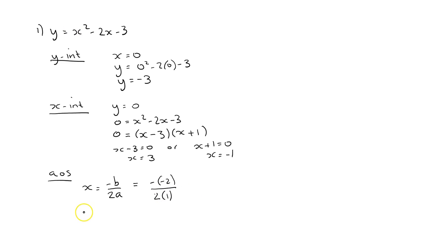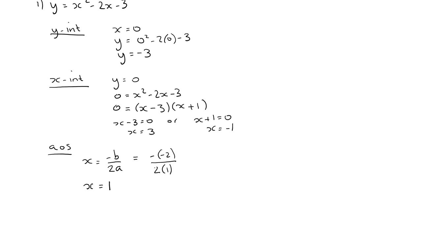So we have got x is equal to 2 over 2, so it's simply 1. And the last step is our vertex. For our vertex, we simply substitute in x is equal to 1, because the vertex lies on the axis of symmetry. So we're simply finding the point of the parabola that lies on the axis of symmetry.